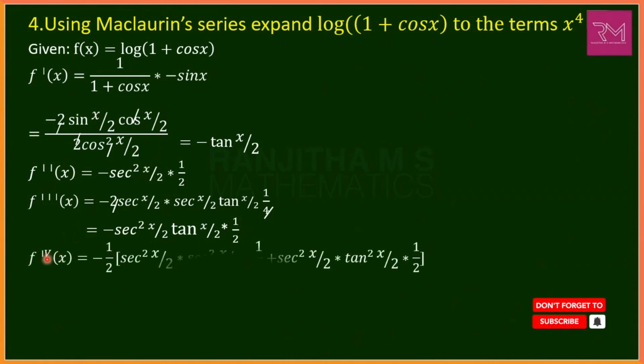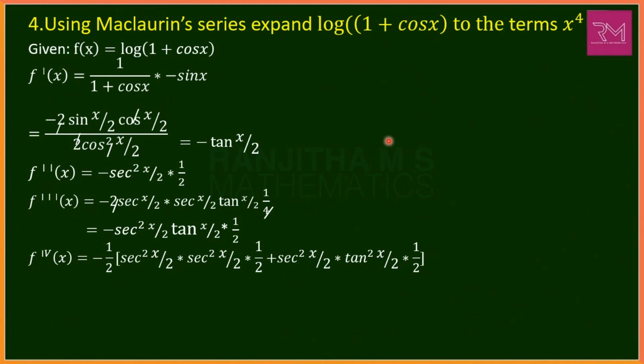Next we have to find the fourth derivative of f of x, that is minus 1 by 2, taken as it is outside the bracket, into, here secant square x by 2 and tan x by 2 are both functions. We have to apply the product rule for this. Here secant square x by 2 into the differentiation of tan x by 2 is secant square x by 2 into, again differentiating x by 2, that is 1 by 2, plus the second function tan x by 2 into the differentiation of secant square x by 2, which is 2 into secant x by 2 into secant x by 2 into tan x by 2, that is tan square x by 2 into secant square x by 2 into, again multiplying by 1 by 2. This is our fourth derivative of f of x.